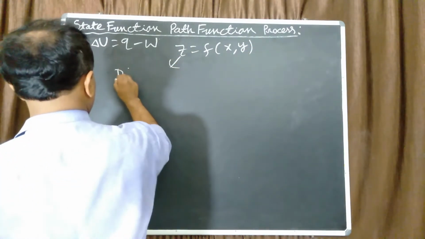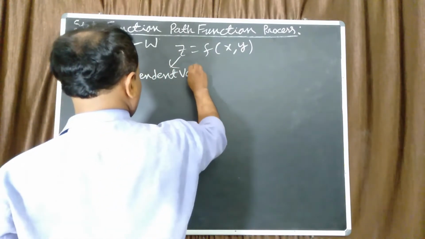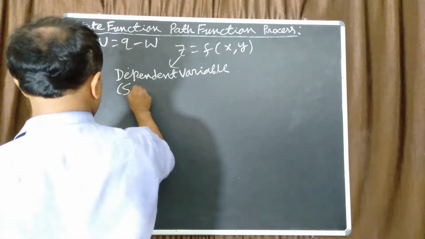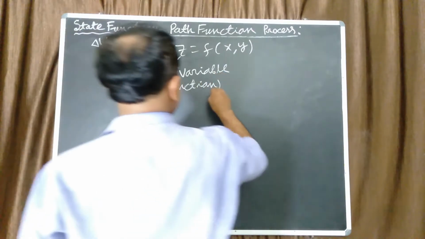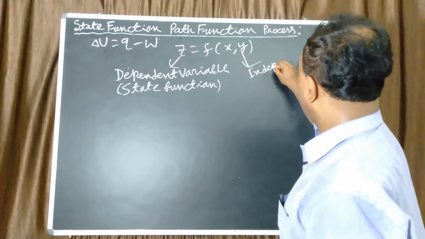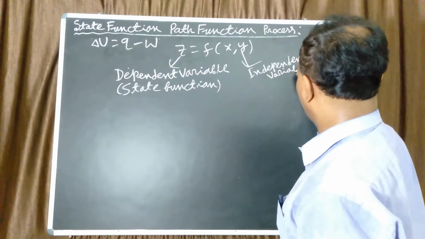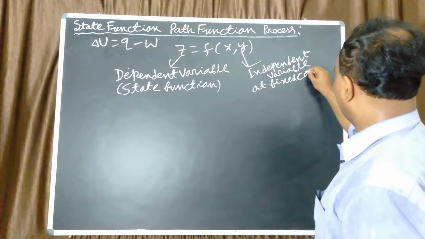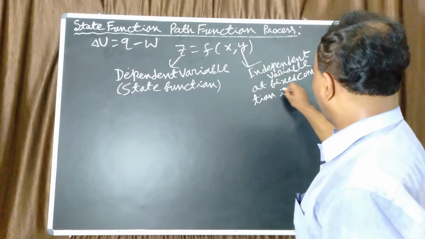Z is the dependent variable, a state function, and both x and y are independent variables at fixed composition in a closed system.